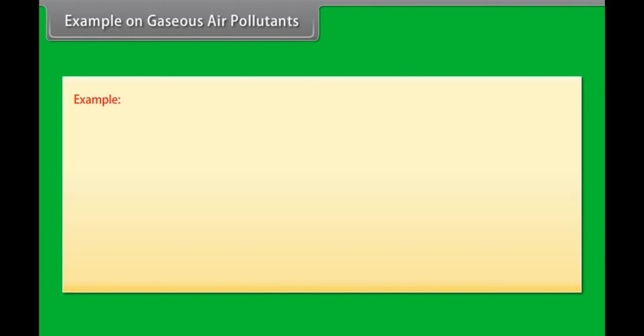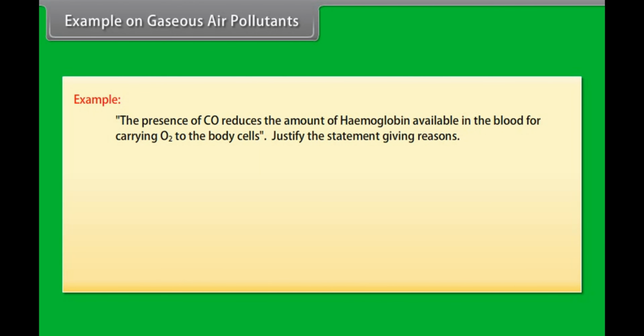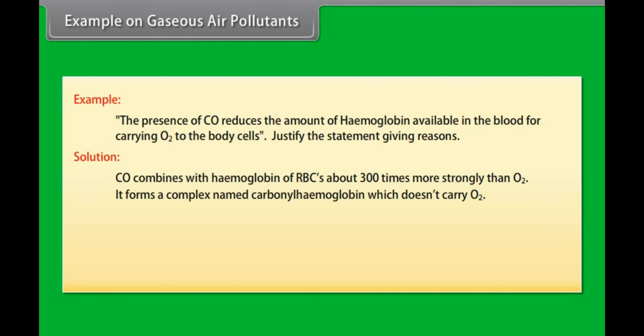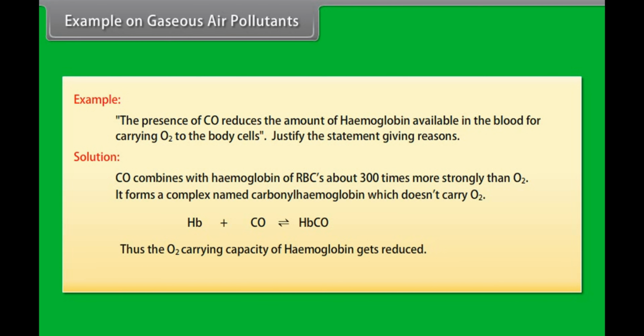Example on gaseous air pollutants. Let's take an example on gaseous air pollutants. The presence of CO reduces the amount of hemoglobin available in the blood for carrying O2 to the body cells. Justify the statement giving reasons. Let's see the solution. CO combines with hemoglobin of red blood cells about 300 times more strongly than O2. It forms a complex named carboxyhemoglobin, which doesn't carry O2. Thus, the O2 carrying capacity of hemoglobin gets reduced.